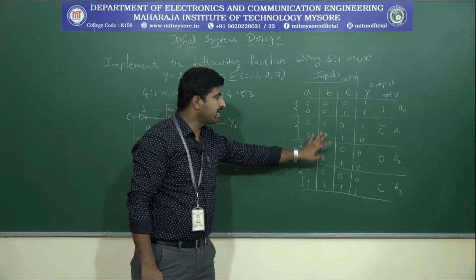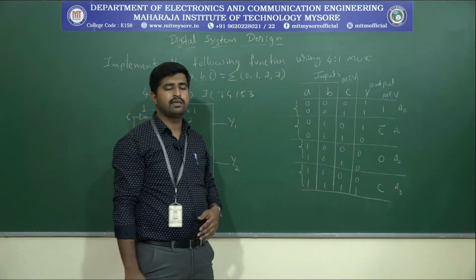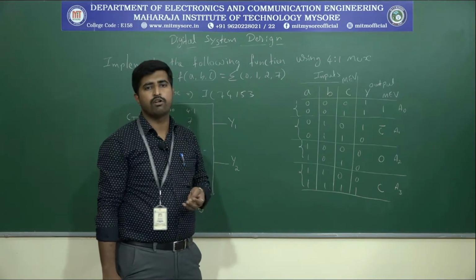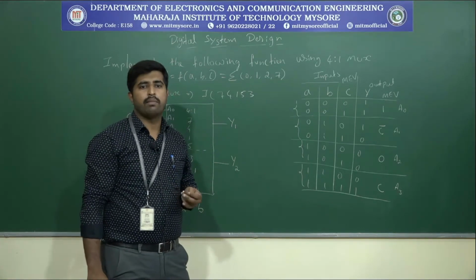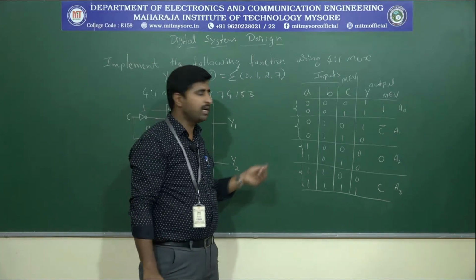Whatever the reduced truth table is, we can also implement it using the K-map. That K-map is usually called an MEV K-map, or map entered variable K-map. So how will that look? Let's see here.